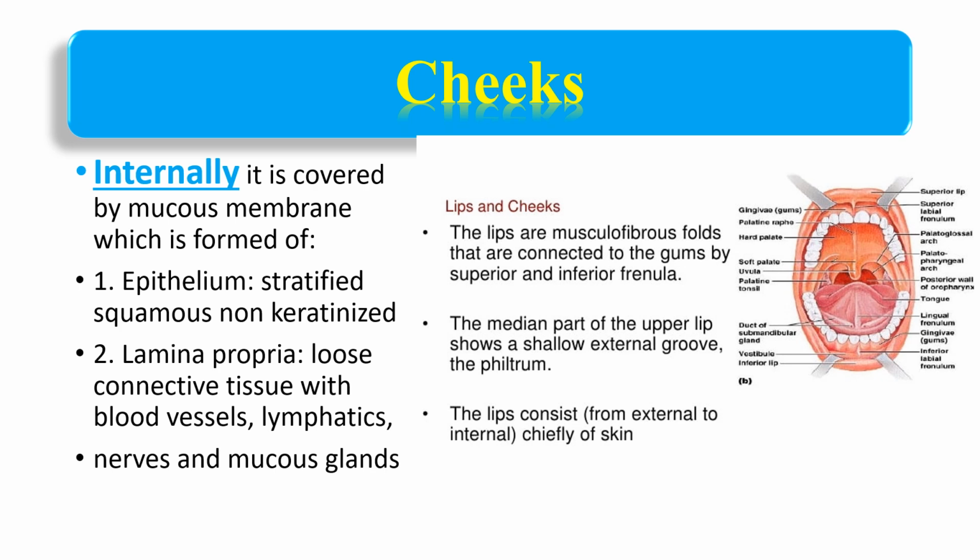What is mucous membrane? It is epithelium and lamina propria. What is the type of epithelium? It is a stratified squamous non-keratinized epithelium. And we have a loose connective tissue called the lamina propria, containing blood vessels, lymphatics and nerves, and don't forget that it also contains mucus glands. Why mucus glands? In order to keep our epithelium moist. So our cheek is a buccinator muscle covered by skin from outside and by mucous membrane from inside.